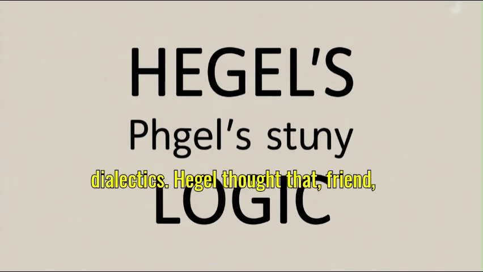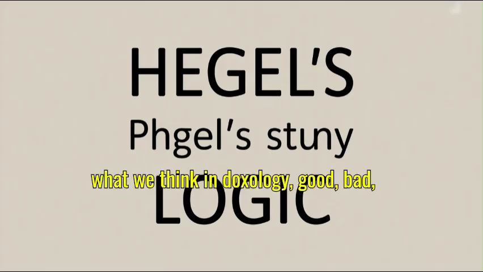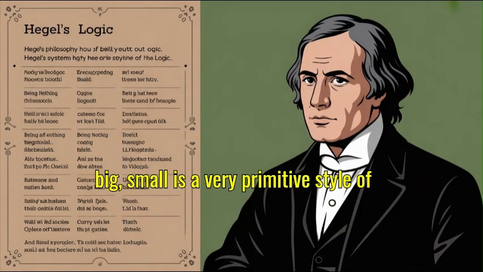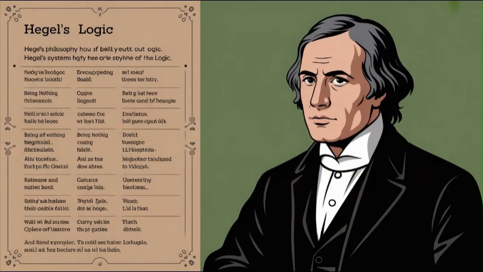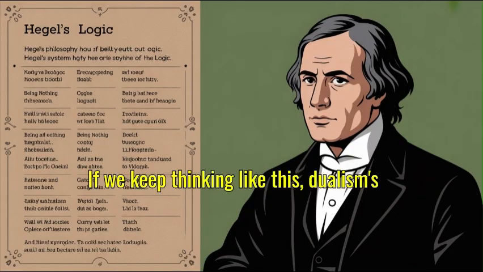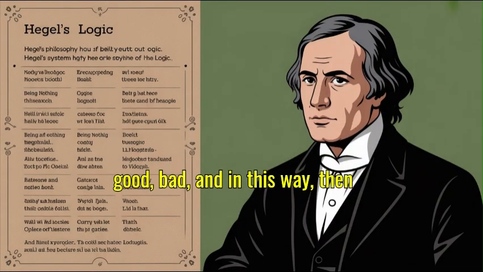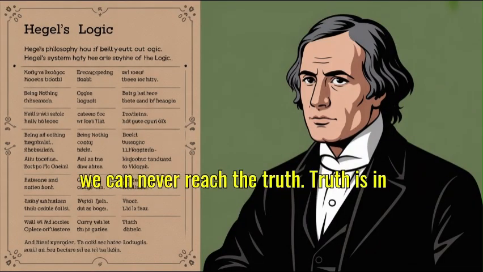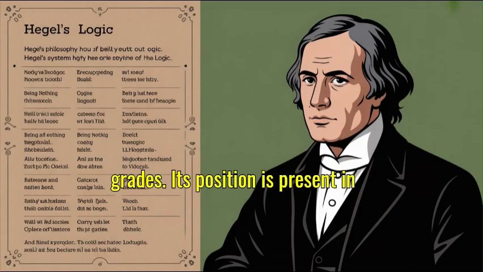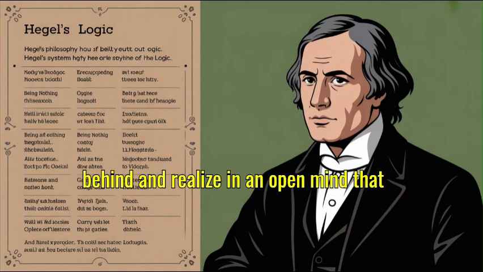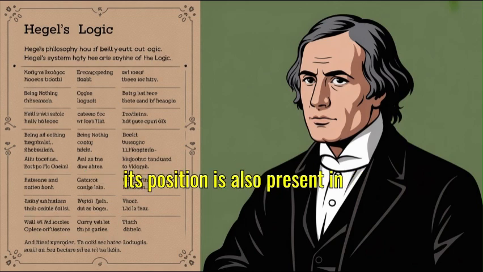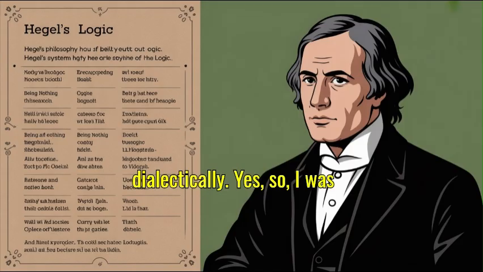Hegel thought that what we think in dualisms, good, bad, big, small, is a very primitive style of thinking. The Greeks used to think like this 2,500 years ago. If we keep thinking like this, in dualisms of good and bad, then we can never reach the truth. Truth is in degrees. Its opposition is present in everything. We should leave these things behind, realize with an open mind that its opposition is also present in everything, and think dialectically.